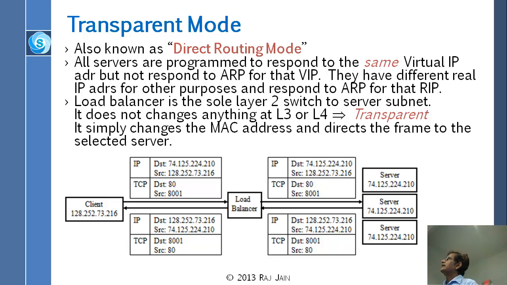Okay? And the load balancer has to have something in common, because otherwise it will not know who to flip where, because it has to flip it back and remove the connections from the list and all that, right? So basically, it is a sole layer 2 switch to the server. Unlike NAT, it does not change anything. It does not change the IP address, port numbers, nothing. That's why it is transparent.